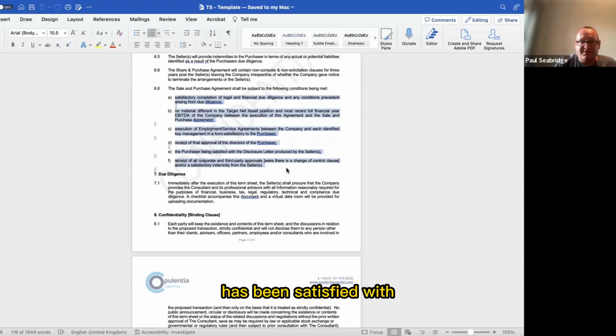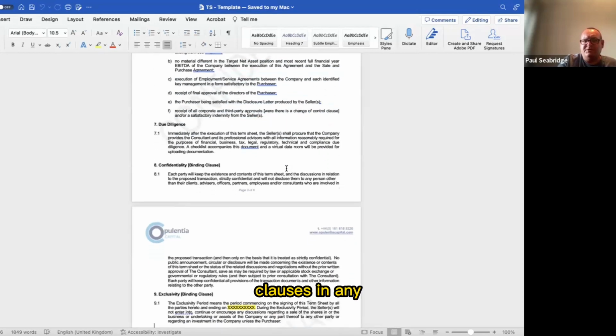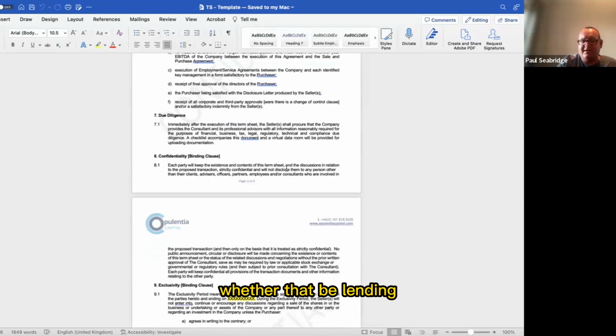Obviously, being satisfied with the disclosure letter produced by the seller. So the seller will provide a load of warranties, and we'll rely on those warranties unless they make a formal disclosure against those warranties to say, whatever the situation is, and we need to be comfortable with the content of that disclosure. And then receipt of any corporate or third-party approvals where that's applicable. So, for example, if there's any change of control clauses in any key contracts, whether that be lending, leases, supplier agreements, or customer agreements, then we may need to seek third-party approvals as part of the ability to do the deal.